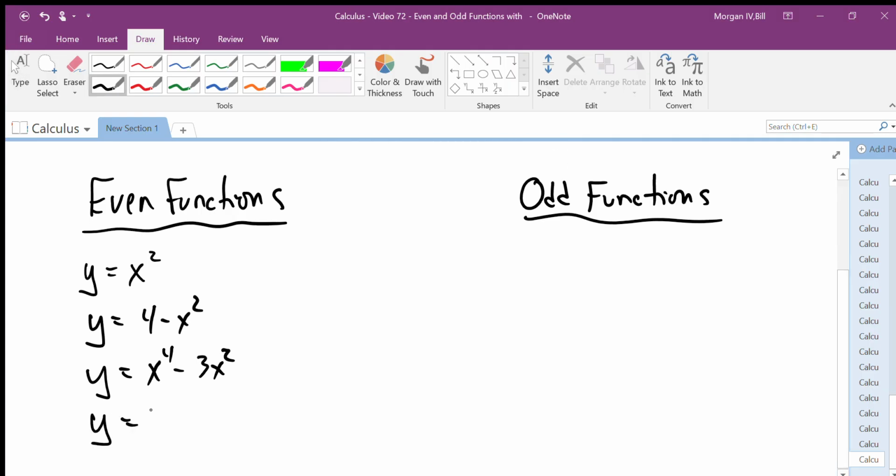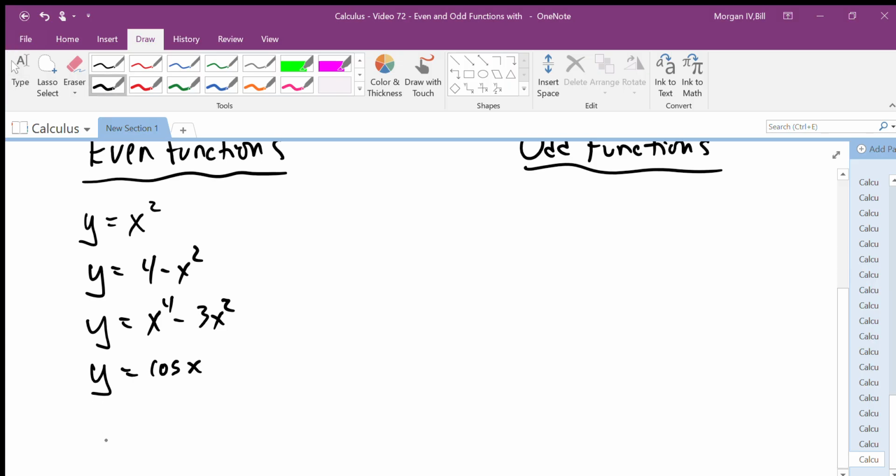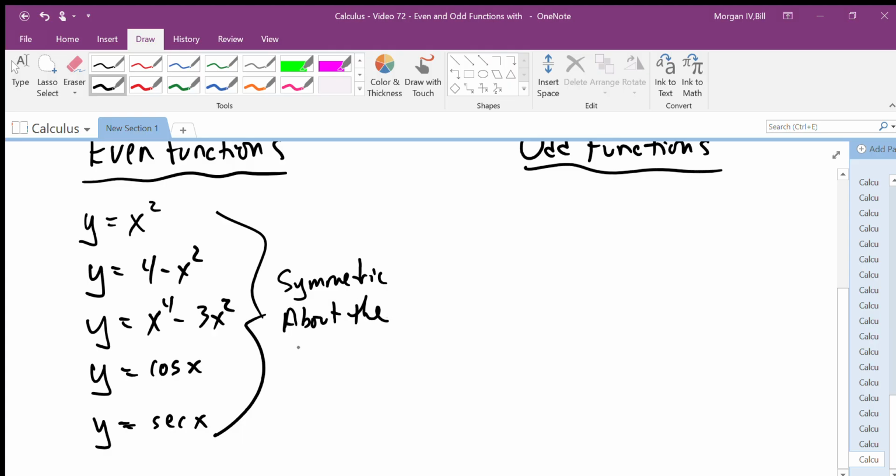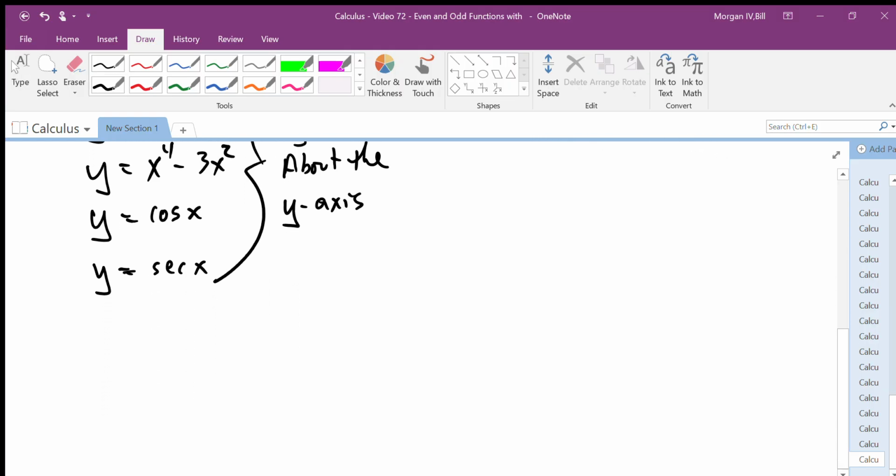Things like y equals the cosine of x, that's an even function. Y equals secant of x, that's an even function. So those are examples of even functions that we have. And what it means to be an even function is that these functions are symmetric about the y-axis. For example, if you were to take a look at a graph of, say, 4 minus x squared, 4 minus x squared looks something like this. And despite my poor drawing there, that should be symmetric about the y-axis.